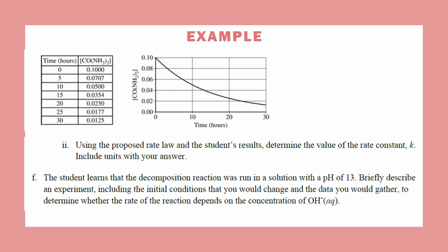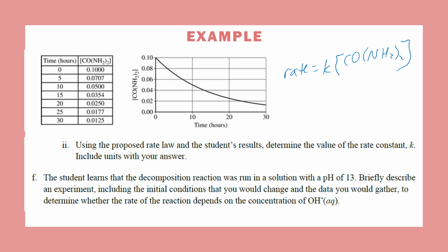Okay, so using the proposed rate law and the student results, determine the value of the rate constant K and include units. So let me rewrite the rate law. Rate equals K times CO(NH2)2. I'm going to go ahead and say it because it's first order, right?